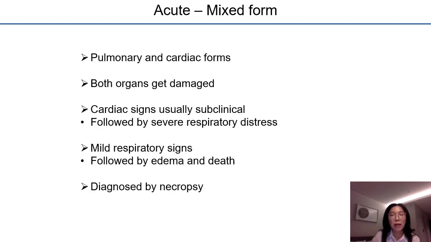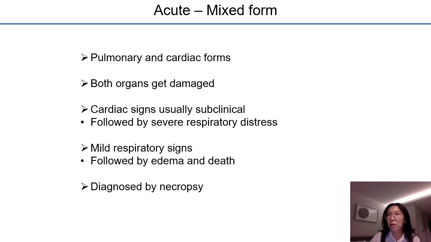And the acute and mixed form means pulmonary and cardiac forms. The cardiac form can be said to be a subacute form of this disease. Both organs get damaged, and the cardiac signs are usually subclinical, followed by severe respiratory distress. The severe respiratory distress appears as a frothy and foamy discharge from the nares.